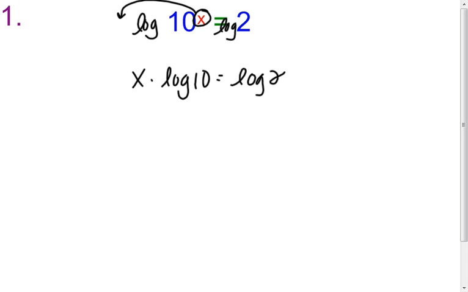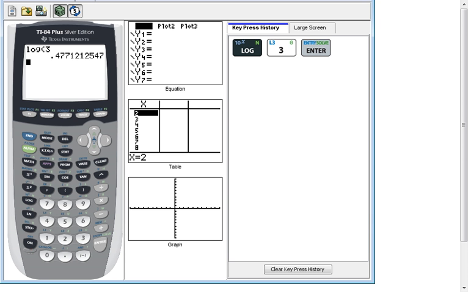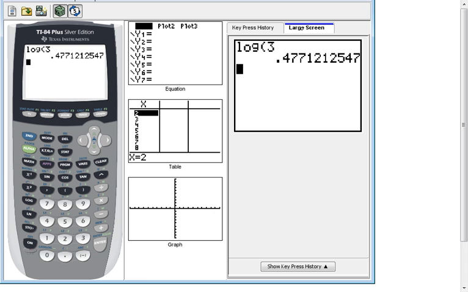Your x is your variable, and so to solve for that, you would want to divide by log 10. And that cancels. At this point, I will just put this into my calculator. Log 2 divided by log 10. You have to be careful with parentheses, but here we go. Log 2, make sure you close that because I'm done taking the log of 2 now, divided by log 10.